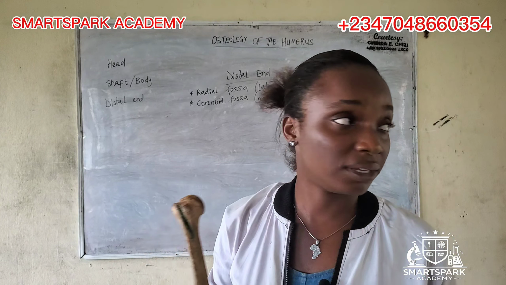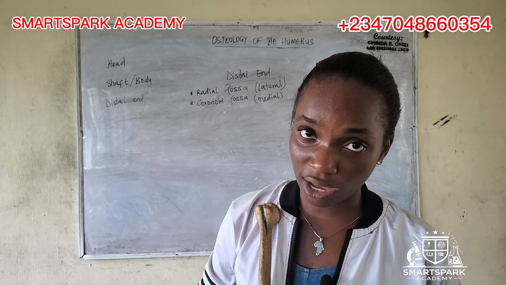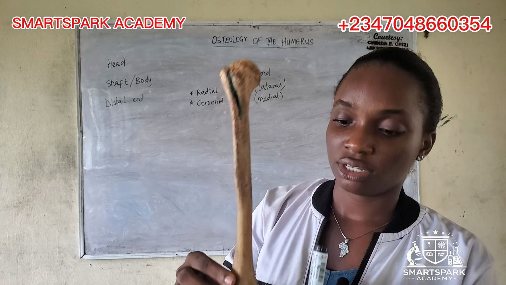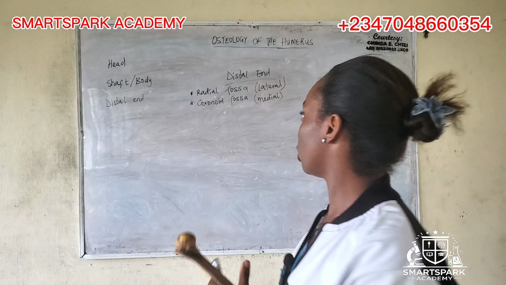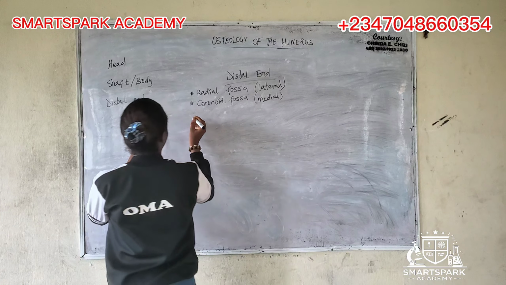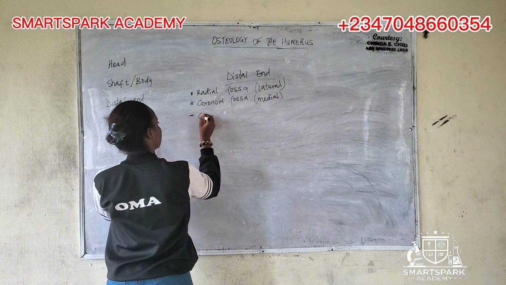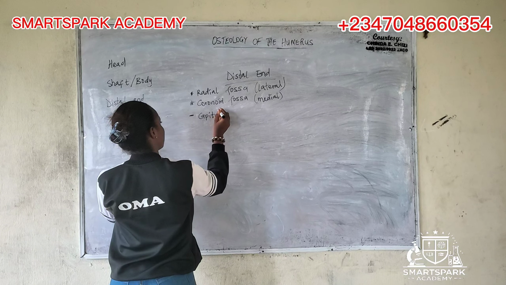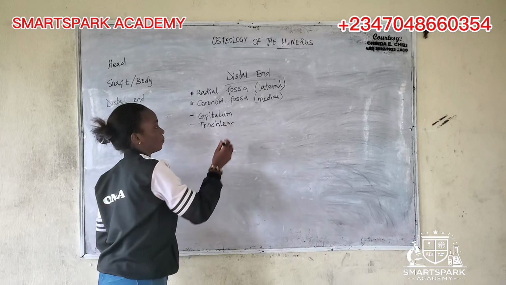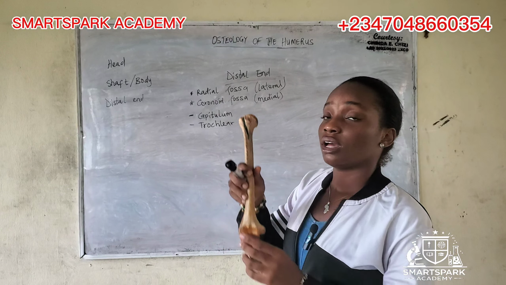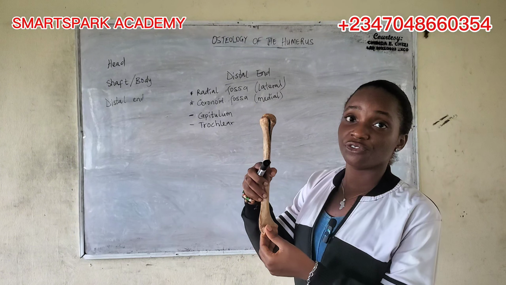I want you to note that we have the epicondyles, the medial epicondyle and the lateral epicondyle. We also have the supracondylar ridge, medial supracondylar ridge and lateral supracondylar ridge. We'll talk about each of them. The capitulum of the humerus, this part, articulates with the radius.